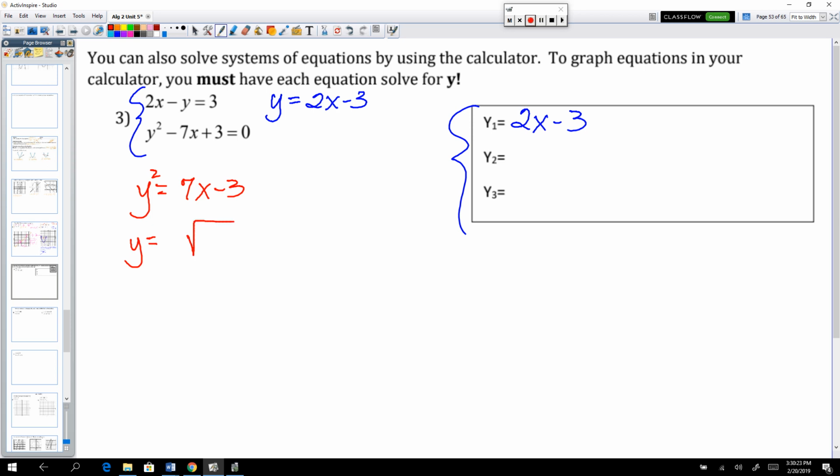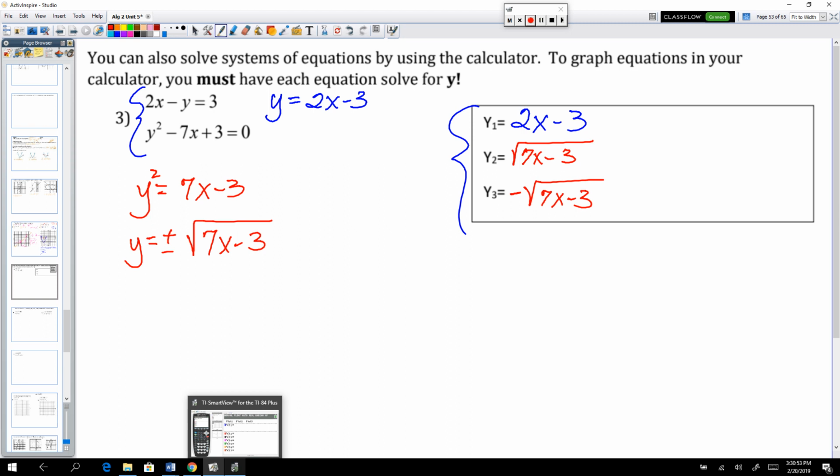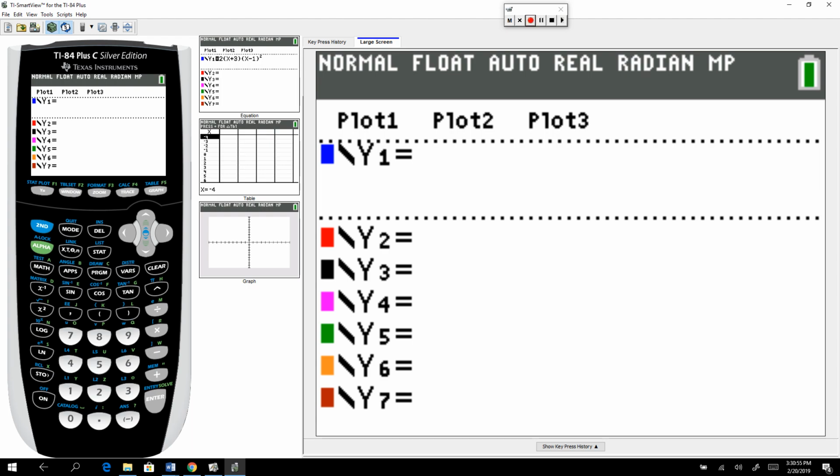When we do that, we get the square root of 7x minus 3, but always remember when we take an even root, when you impose an even root to isolate something, you will need to do plus and minus. So there are actually 2 more y equals we need to input into our calculator. The square root of 7x minus 3 and the negative square root of 7x minus 3. That is how we will enter this system into our calculator to find the solutions. So go ahead and do that in your calculator in y equals. I'll do that right now as well. Pause the video and we'll come back together to see how to find the solutions.